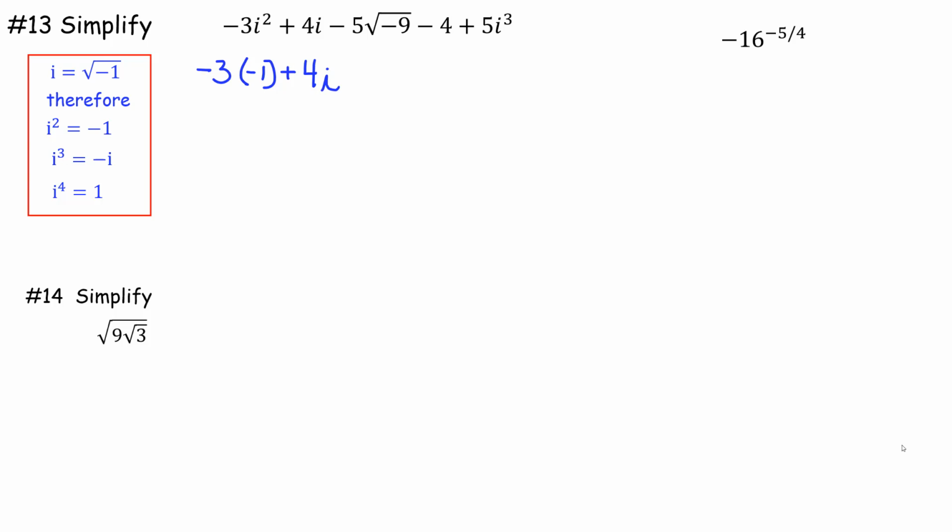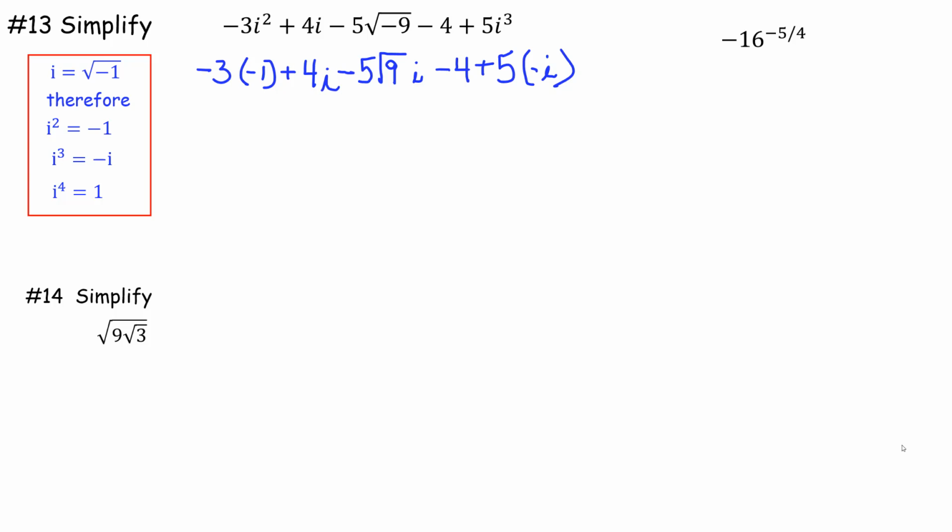Whenever I have a negative number under the square root, I need to change that to Euler's notation. So the square root of -9 can be written as the square root of +9 with an i next to it. So -5 times the square root of 9, i. Now we've got -4 plus 5i cubed, and i cubed is -i, so I'm filling that in for i cubed.